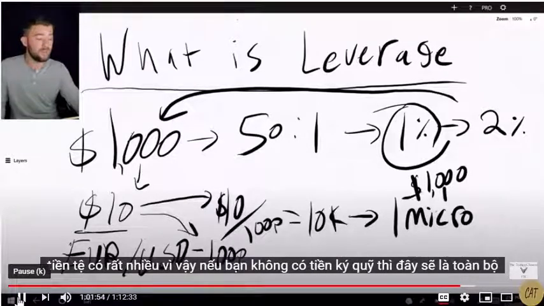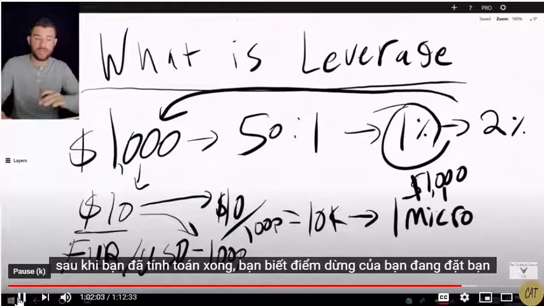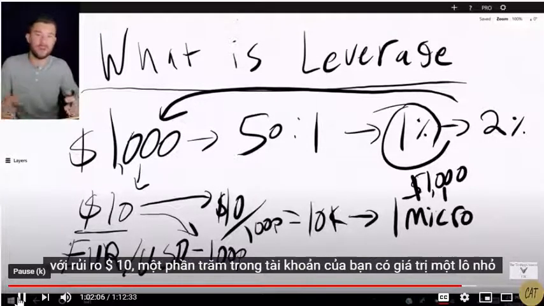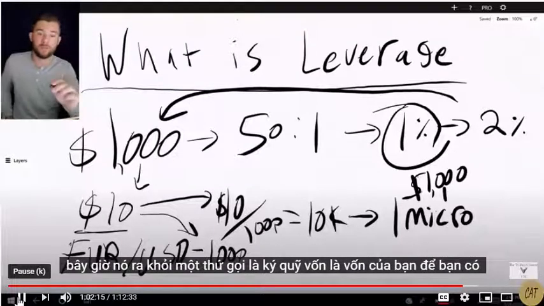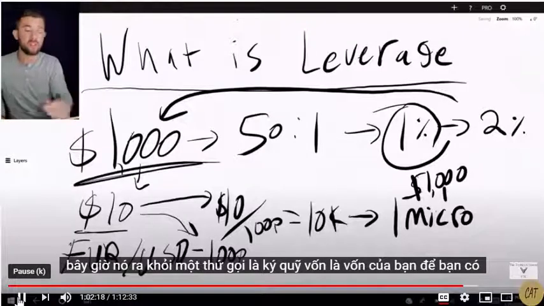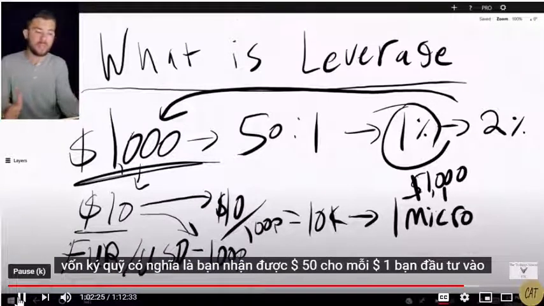So, if you have no margin, this would be your entire account. But with margin, the power of margin, the way you use it correctly, after you have all of this calculated, you know your stop loss is putting you at a $10 risk, which is 1% of your account value. Your one micro lot that would cost you $1,000 no longer costs you $1,000. Now it's coming out of something called margin, which is the capital. You have this full capital margin that they are using, 50 to 1.